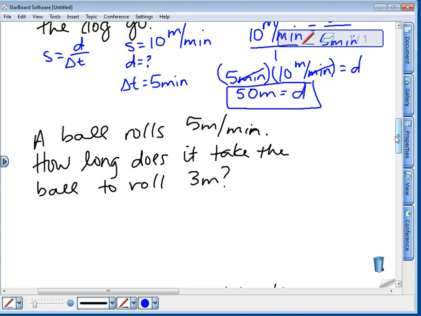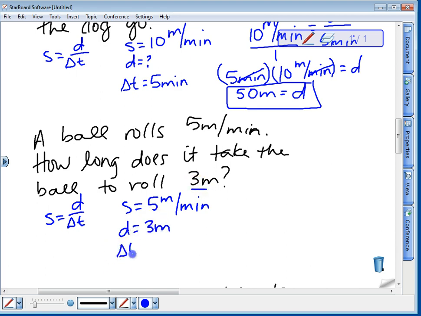Let's look at this one. A ball rolls 5 meters per minute. How long did it take the ball to roll 3 meters? So again, I'm using the same formula. My speed is 5 meters per minute. My distance is 3 meters. This time I do not know the change in time. I don't know how long it takes, right?